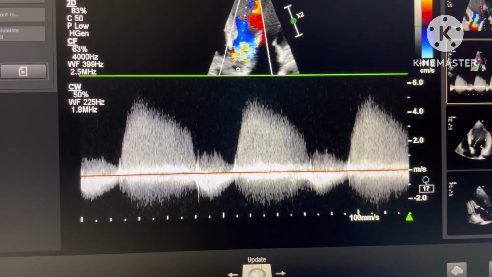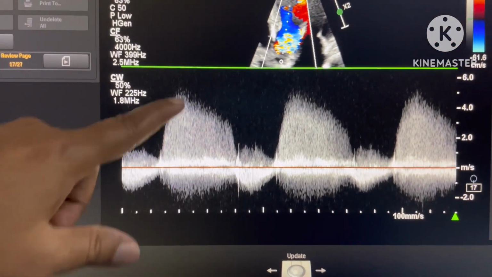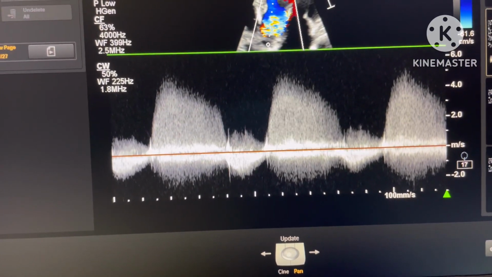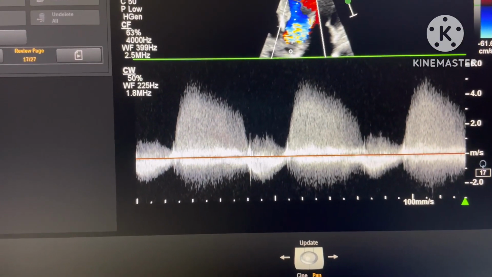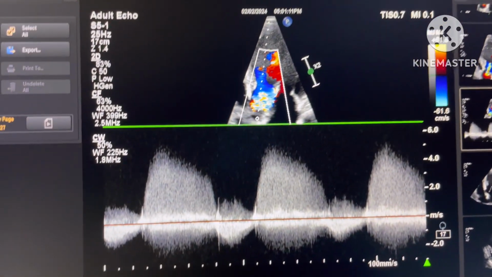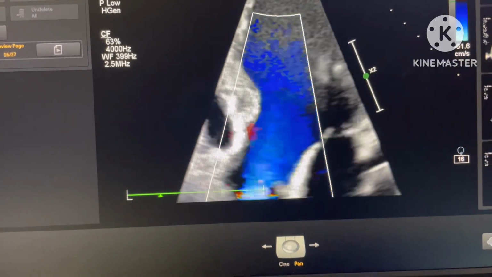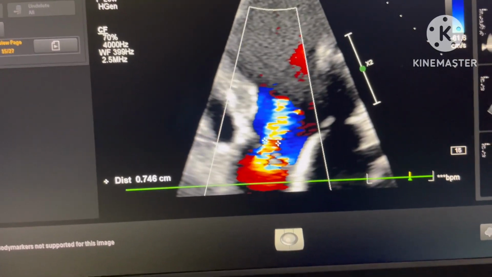This is the AR jet. The jet above this baseline is AR. Below is, if there is AS, then that will be the flow of AS. In this case, there is no aortic stenosis, only severe AR. You can see this is the AR jet. This is the part, vena contracta.